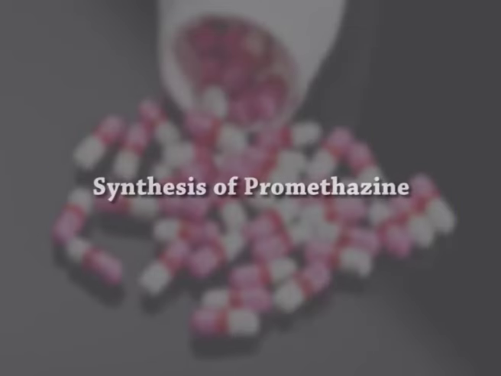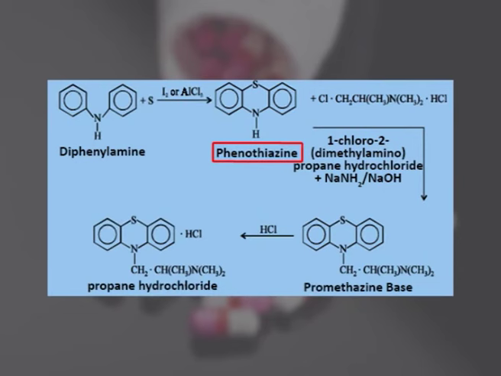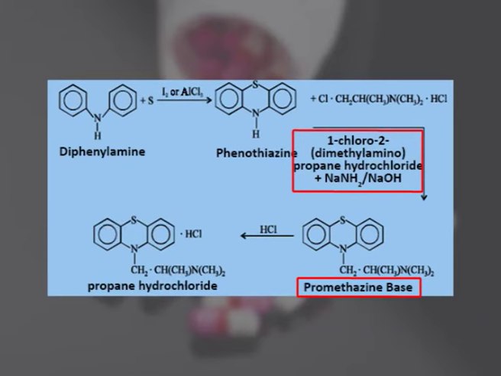Now, let us talk about the synthesis of promethazine. Phenothiazine is first prepared by fusing together diphenylamine and sulfur in the presence of iodine or aluminium trichloride. Promethazine base may be prepared by reacting the resulting phenothiazine with 1-chloro-2-dimethylaminopropane hydrochloride in the presence of sodamide and sodium hydroxide in xylene. The corresponding base is extracted, purified and converted to the hydrochloride.